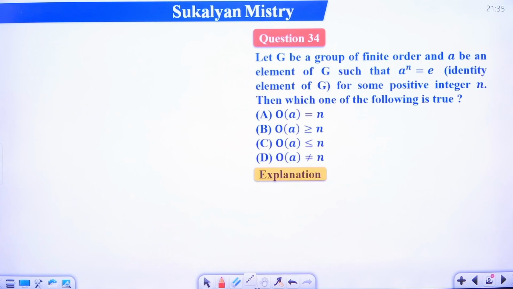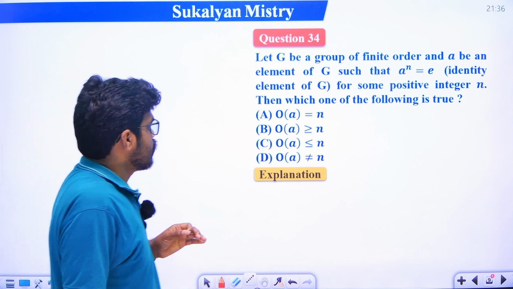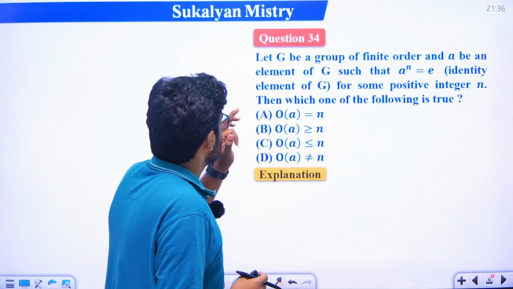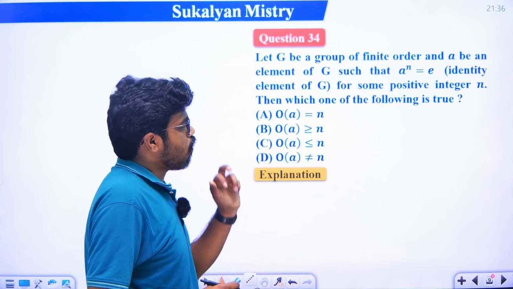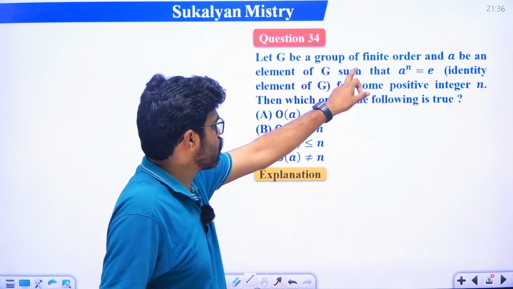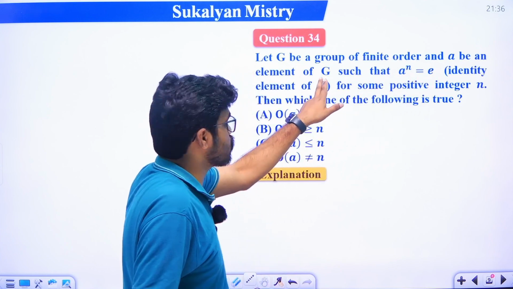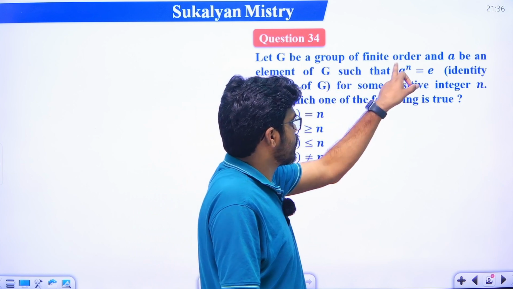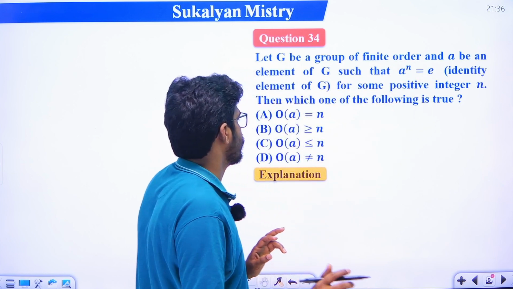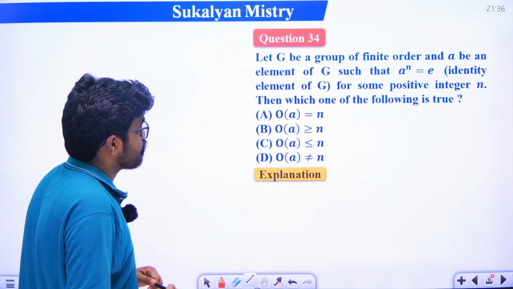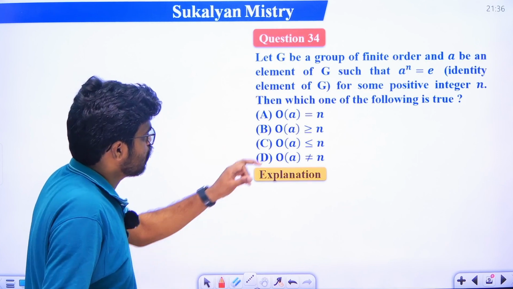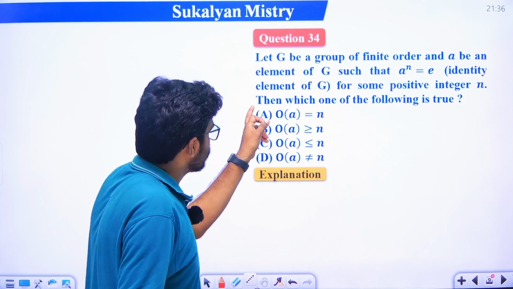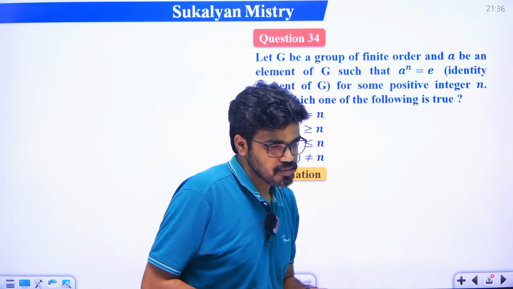Okay, so let us consider the next example. Let G be a group of finite order n, and a be an element of G, that means it is given that a belongs to G such that a to the power n is e, for some positive integer n. So then which of the following is true?